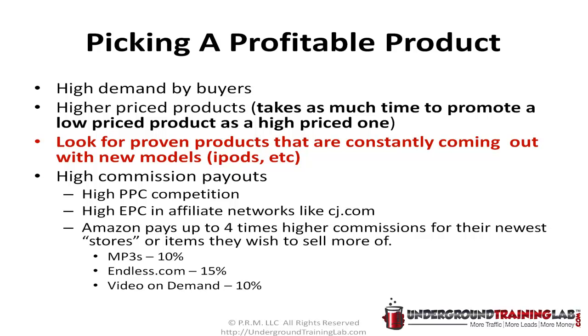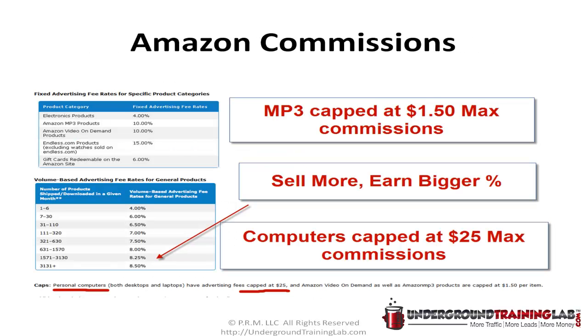Also, you want to look for higher commission payouts. So look for the competition. We covered this in video 1. You want to look for high pay-per-click competition. You want to look for high earnings per click in affiliate networks like CJ.com. And you want to make sure that Amazon's paying you up to 4 times as much in commissions for the newest stores such as the MP3 stores, Endless.com, and Video on Demand. We covered those things in the first video.